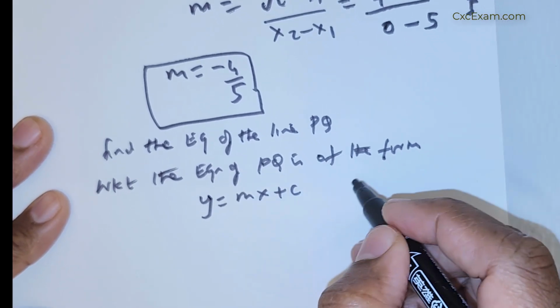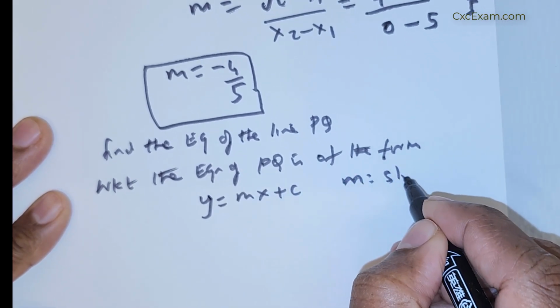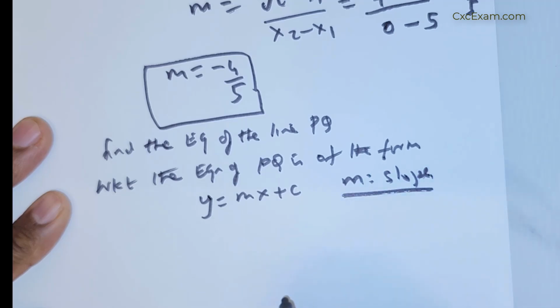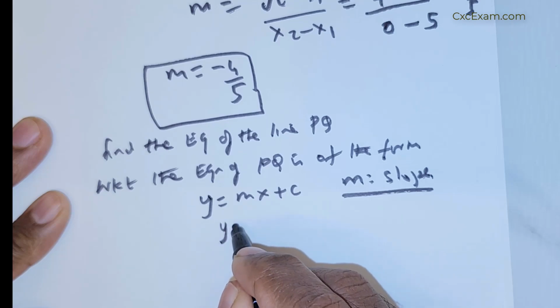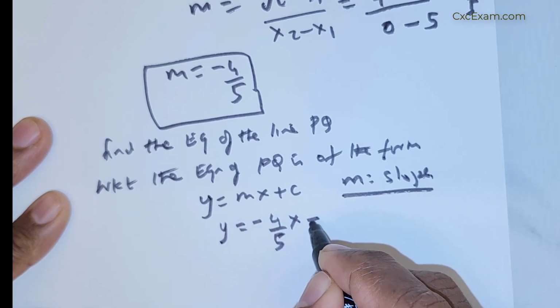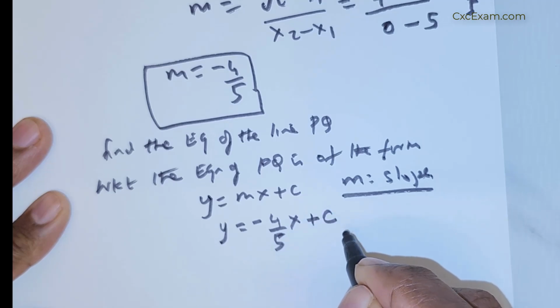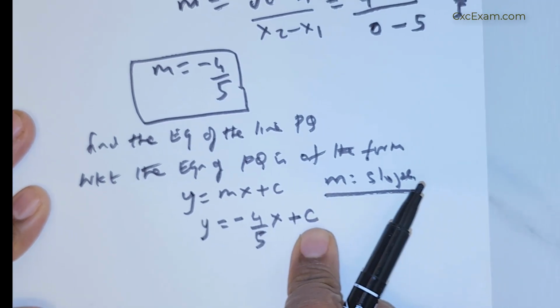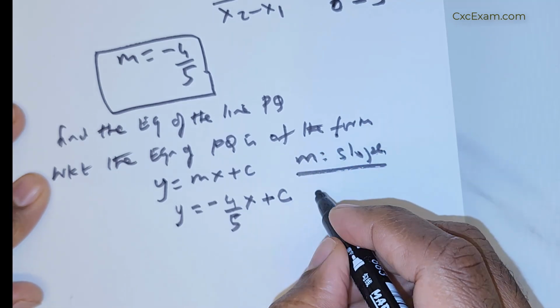Now m is the slope here, and we have found the slope to be negative 4 over 5 times x plus c. Now we will have to find the value of c. How do we find the value of c?